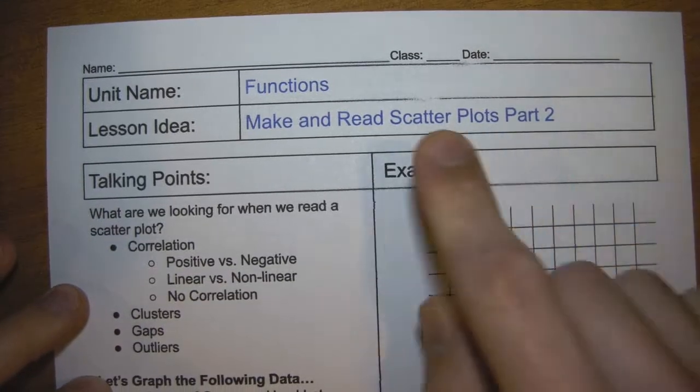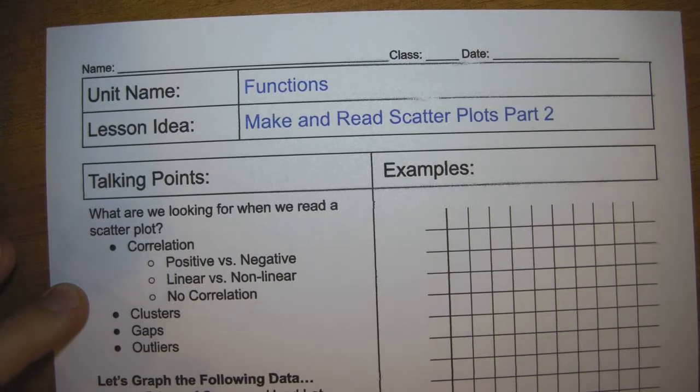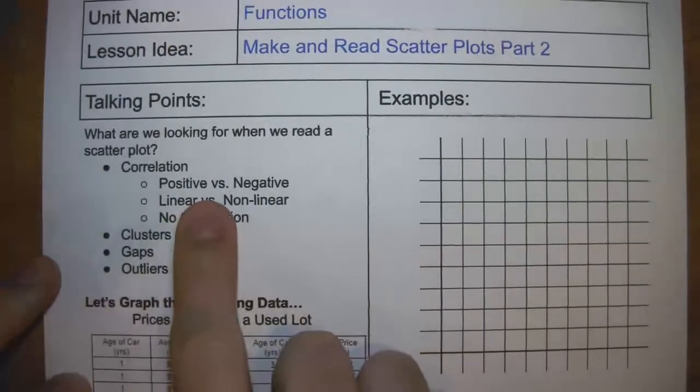Here we are, folks. We're at scatter plots part 2. So the first go around, we talked about just how to make them, and we looked at things like correlation. Today we're going to take it a step further. So in part 2, we're still going to look at correlations.